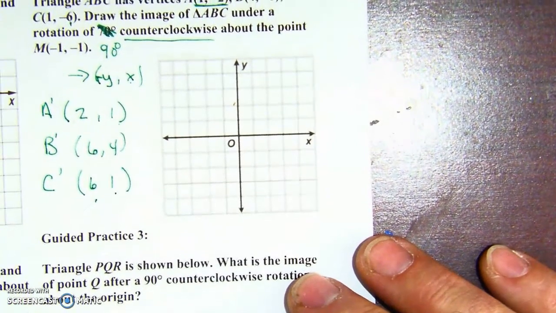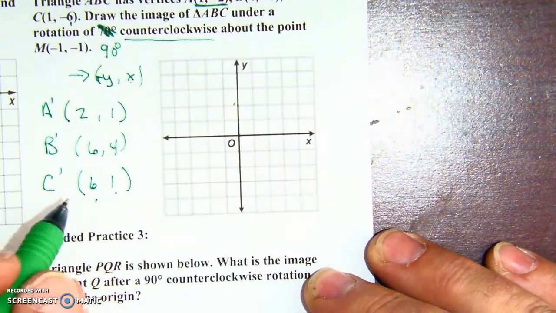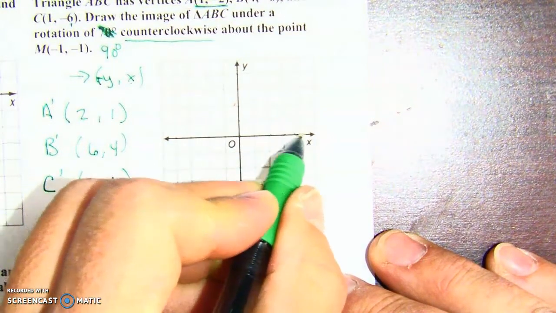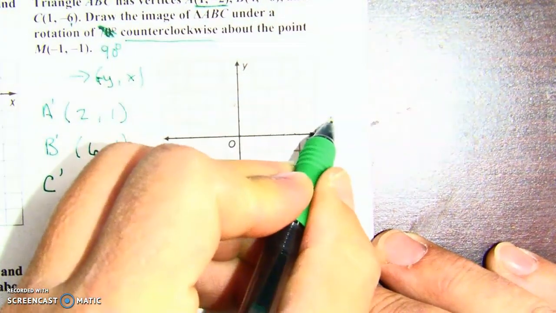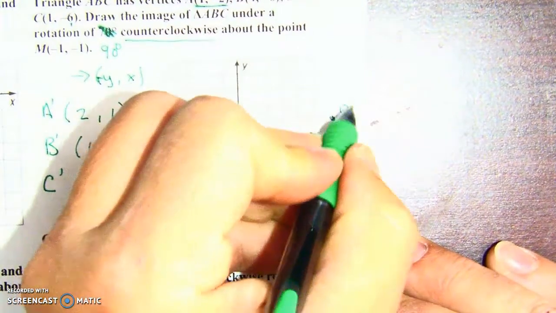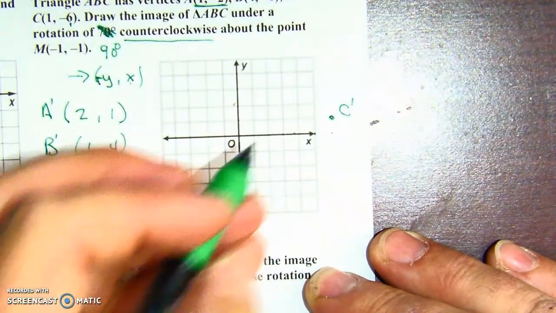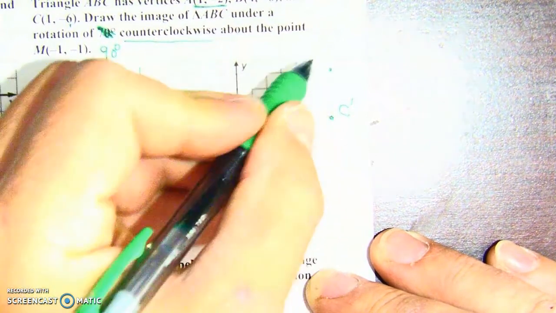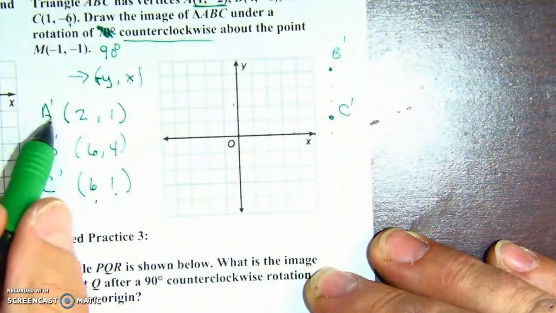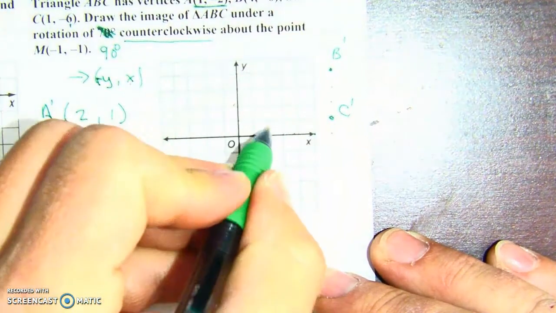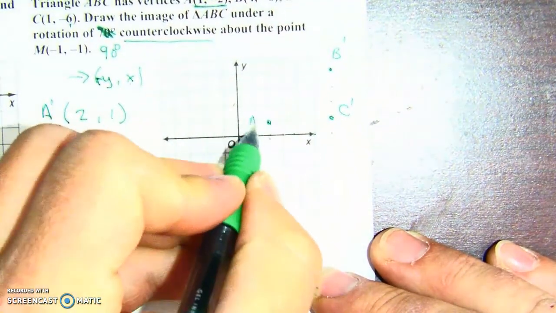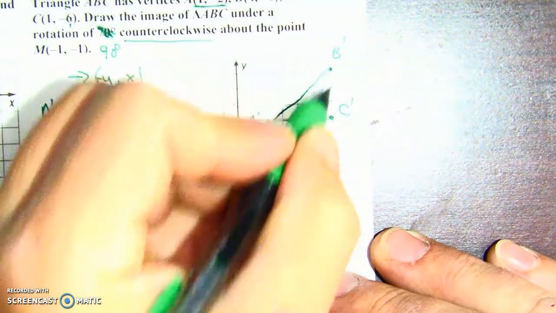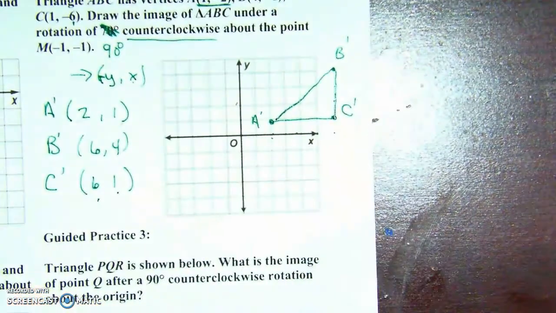Okay, so with that being said, let's go ahead and plot these points on here and see how it goes. So we're going to go 6, 1: 1, 2, 3, 4, 5, 6 and up 1. That's going to be my C prime. B is going to be 6, 4: 2, 3, 4, so that's my B prime, and then my A is going to be 2, 1, which is right here. That's my A prime. So here's what our picture looks like as our primes.